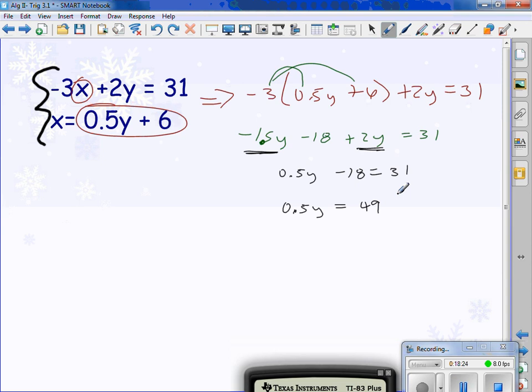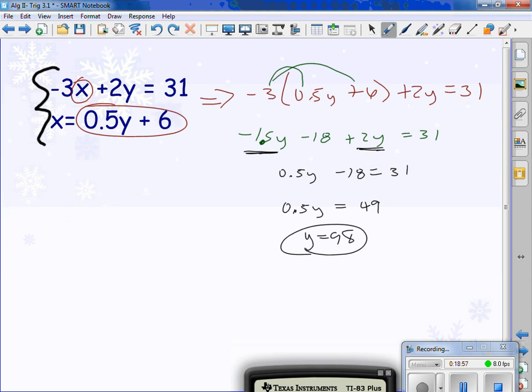Now what do I have to do? Divide by 0.5. But I know that 0.5 means a half. Now to get rid of a half, I multiply by the reciprocal, which is 2. 49 times 2 is 98. You can use the calculator, you're allowed. So I know y is 98. You would have never got this by graphing by hand. This would have been way off your graph most likely. If you would have counted by ones, you would have had 5 sheets of paper high.